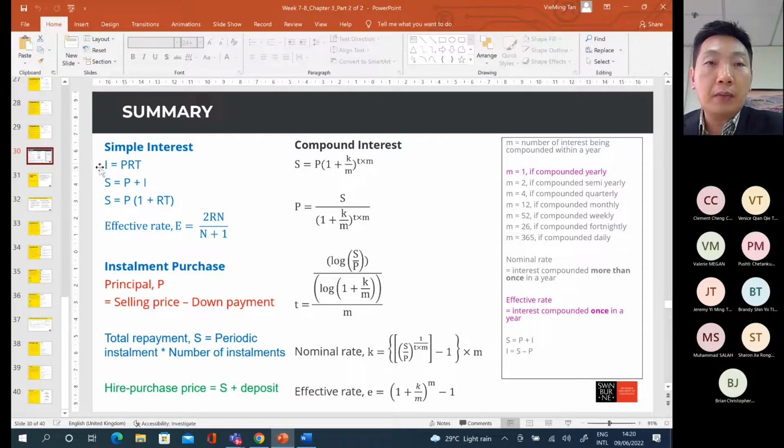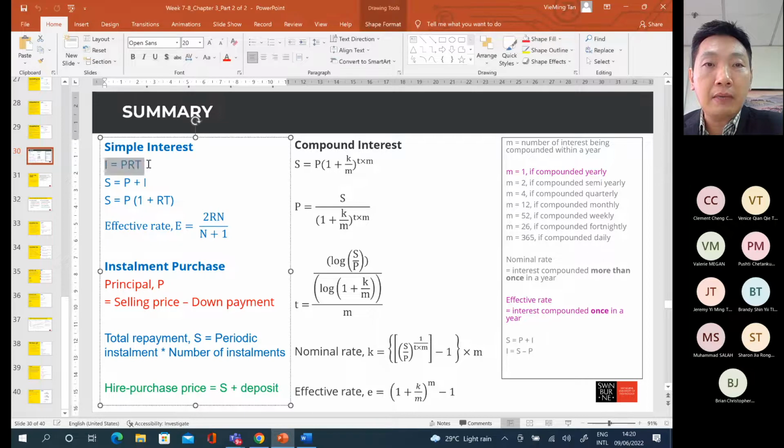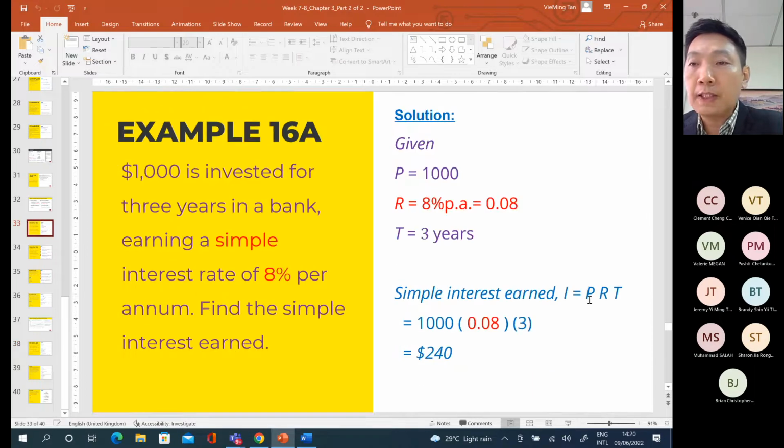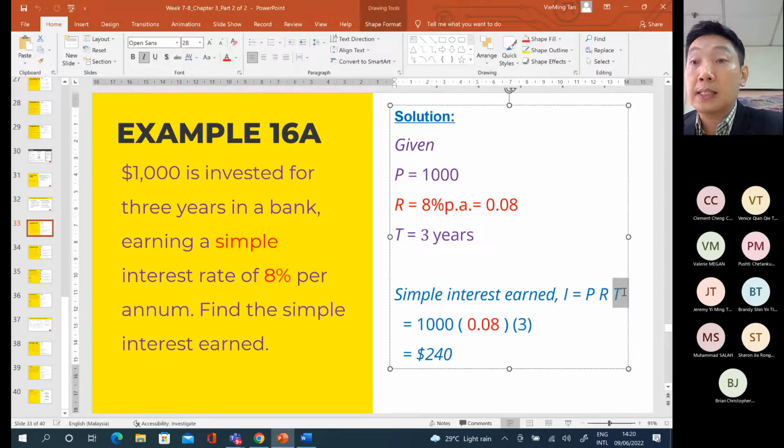In fact, we can simply use this formula directly to get the answer for I, since we already have P, R, and T. So we copy this formula from here and paste it into the formula list in the PowerPoint slide. Now the next step is to substitute the numbers into each variable. P is 1000, put here. R is 8%, so make sure you convert this 8% to a decimal number when we do the calculation. And T is always in years.